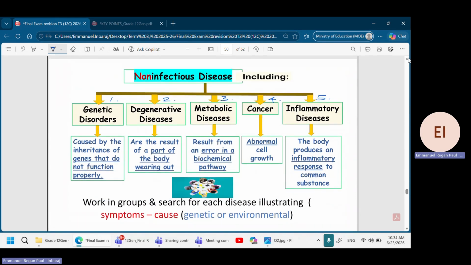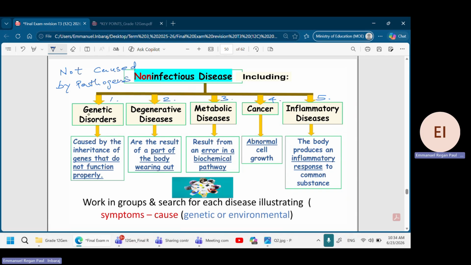5 types. What are non infectious diseases? Non infectious diseases are diseases which are not caused by pathogens. They are not caused by bacteria or viruses. And there are 5 types of diseases.